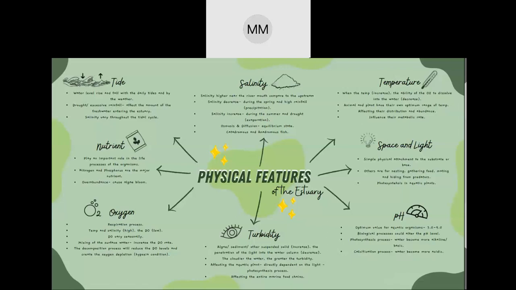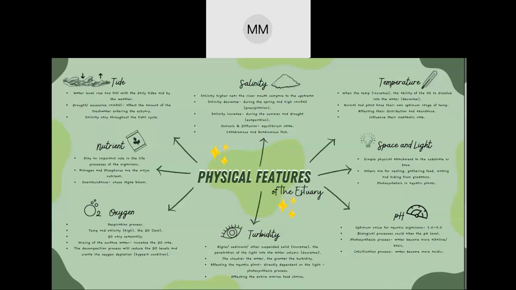Next is the temperature. When the temperature increases, it will affect the availability of oxygen to dissolve into the water. Warm water can actually hold less oxygen compared to cool water. And the animals and plants have their own optimal ranges of temperature. Like the salmon, they need to live in low temperature water because they require a high amount of oxygen. When there is a shift in the temperature, it will obviously affect their distribution as well as the abundance of other living organisms because it will influence their metabolic rate.